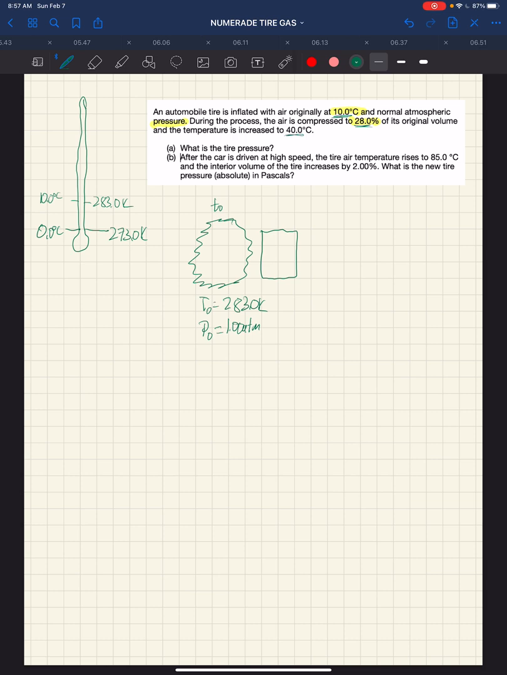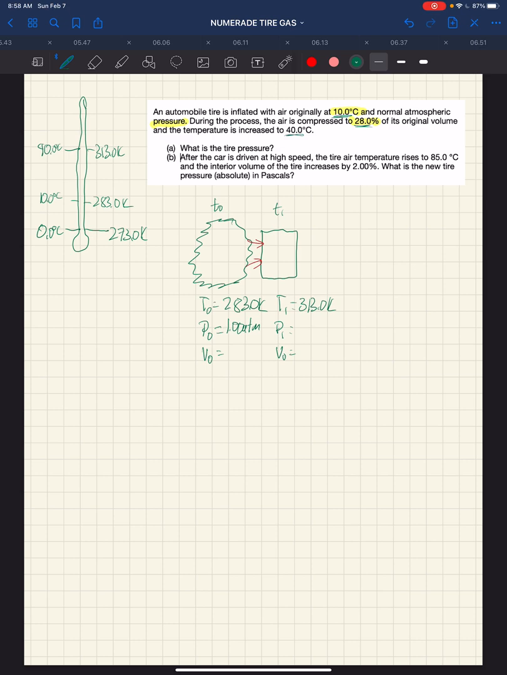During the process, it's compressed to 28%. So for time 1, that occurs later, as the air is being pumped into the tire, we now have a temperature at time 1 and a pressure at time 1. And also, there are volumes involved in all of these. So we're told the temperature increases to 40 degrees Celsius. So we get up to 40 degrees Celsius over here, and that is 313.0 Kelvin. So the new temperature at time 1 is 313.0 Kelvin.